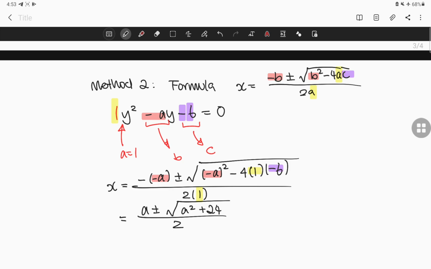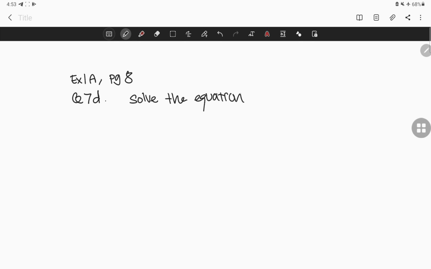Since all of you should know how to complete the square by now, there is one extra question for you to complete. This is from exercise 1A as well, which is on page 8 of your textbook. Please complete question 7B. You're supposed to solve the equation. And the equation is d multiplied by d minus 4 equal to 2 bracket d plus 7, close bracket.